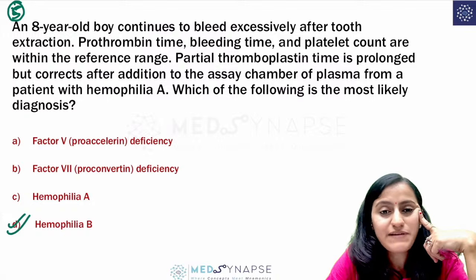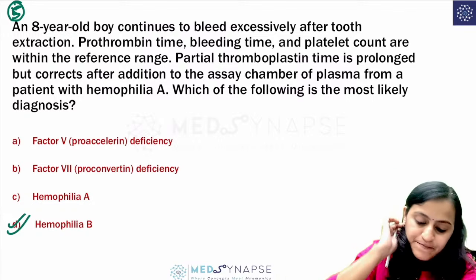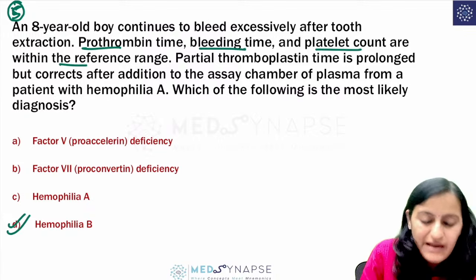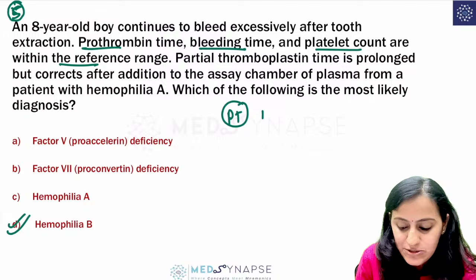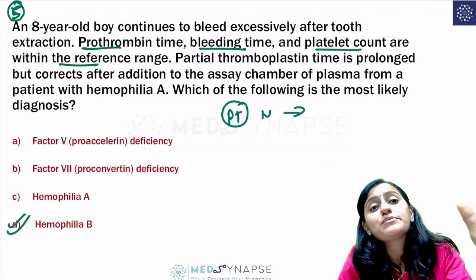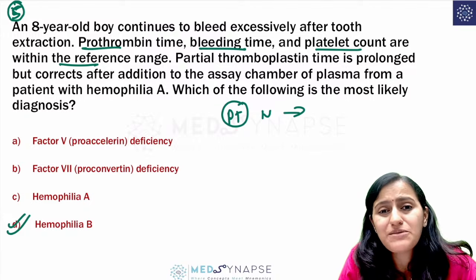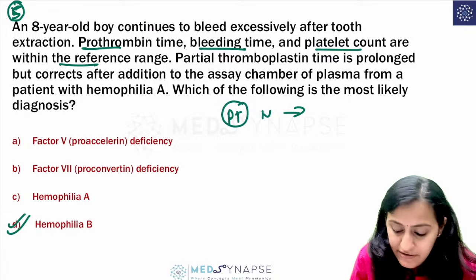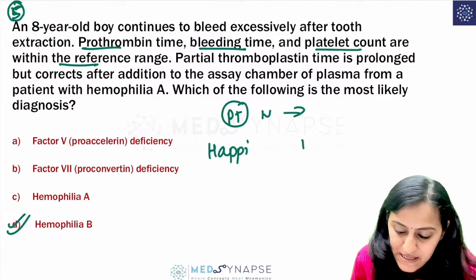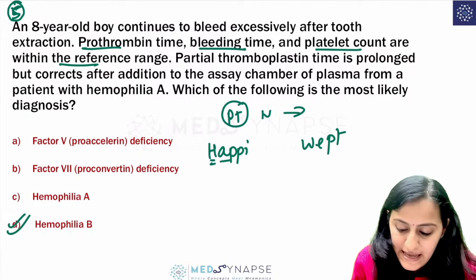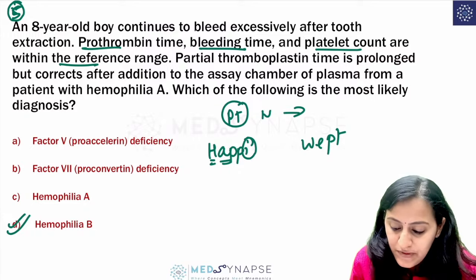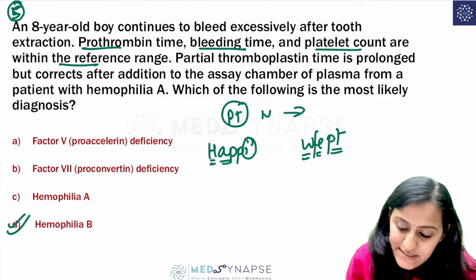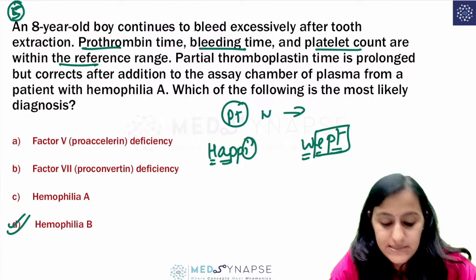Why is it hemophilia B, guys? Because what is normal? PT, bleeding time, platelet count, everything is normal. When the PT is normal, that means what pathway is normal? Remember the mnemonic, guys. What is the mnemonic for this? Happy and wept. I hope you remember this. Happy and wept. Heparin, APTT, intrinsic pathway. Warfarin, extrinsic, prothrombin time. It's PT. So when the PT is normal, the extrinsic pathway is normal, right?